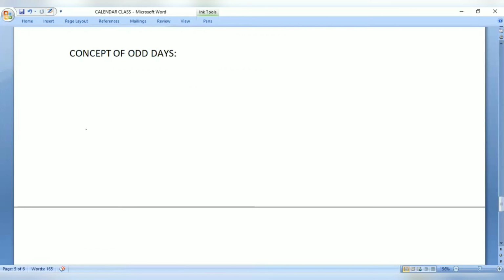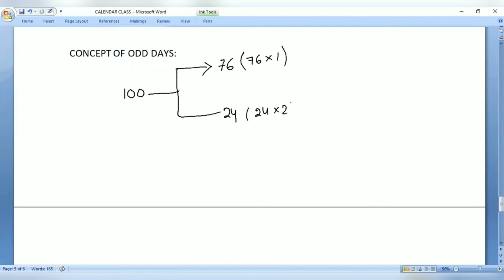Generally, for every 100 years, how many leap years and how many non-leap years will exist? There will be 76 normal years, and there will be 24 years divisible by 4, that means leap years. For every normal year, there will be 1 odd day, and for every leap year, there will be 2 odd days. So it will be 76, and it will be 48.